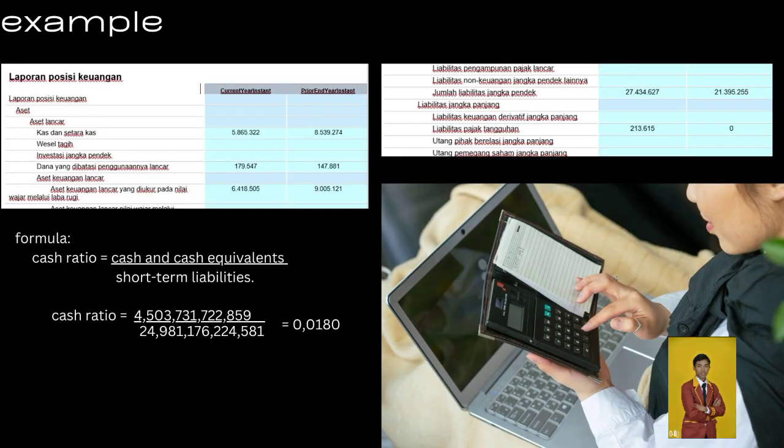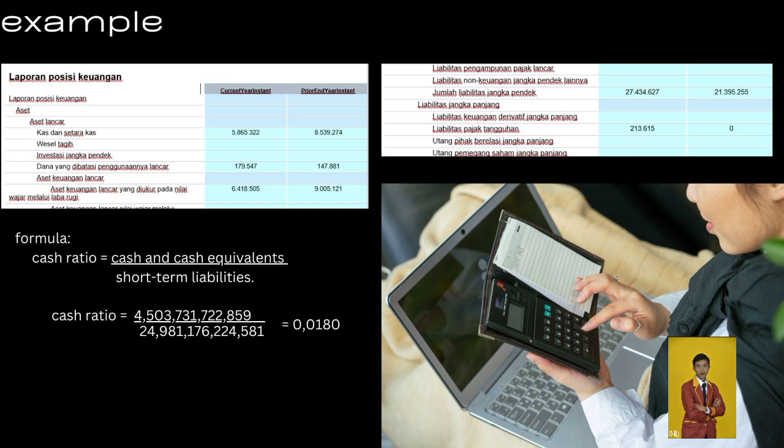Here I have found cash and cash balances at PT Adikarya Persero Tbk. The way to calculate the cash ratio is: the cash ratio is equal to cash and cash equivalents divided by short-term liabilities. Here I have an example of calculating the cash ratio at PT Adikarya Persero Tbk in 2023.